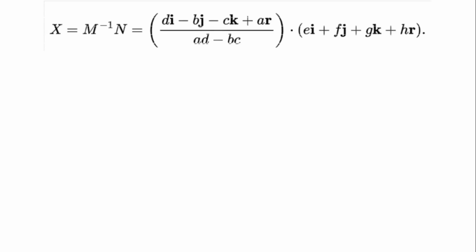Then compute x equals m inverse times n equals (d times i minus b times j minus c times k plus a times r), divided by (a times d minus b times c), all times (e times i plus f times j plus g times k plus h times r).